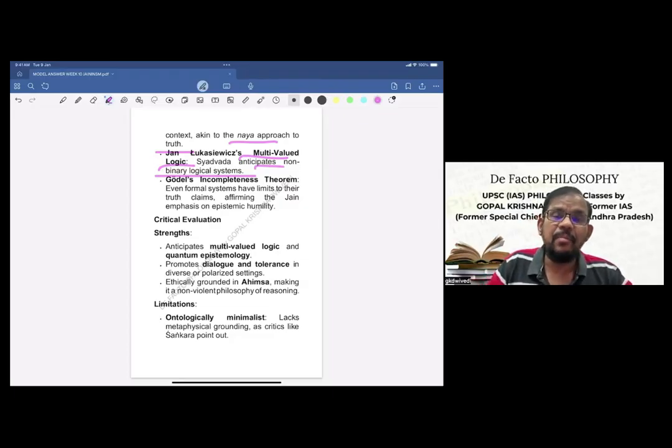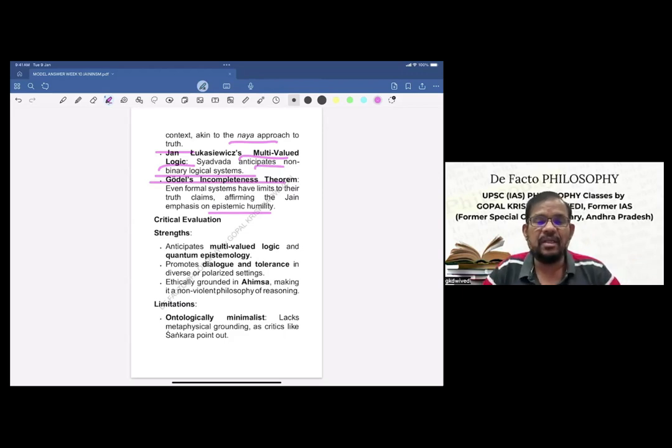Then Gödel's incompleteness theorem. Even formal systems have limits to their truth claims, affirming the Jain emphasis on epistemic humility. So again, he also supports it, because Jaina makes knowledge relative, which means epistemic humility is there. Epistemic means knowledge. Wherever epistemology or epistemic comes up, it basically means knowledge, or obtaining knowledge. So in that process, Jaina has taken a very modest kind of approach.